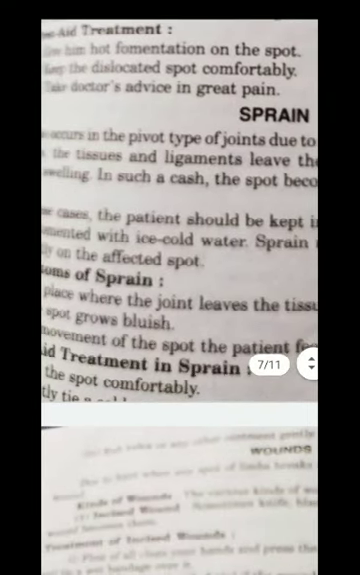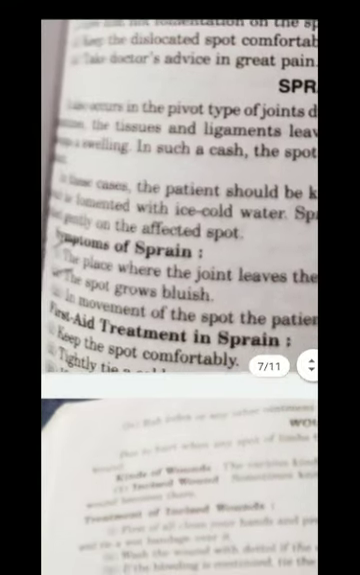Sprain. It also occurs in the pivot types of joint due to sudden fluctuation or under pressure. Sometimes the tissues and ligaments leave the attached bony structure and they develop a swelling. In such a case, the spot becomes bluish and is very painful for the patient. In this case, the patient should be kept in a comfortable position and the area should be fermented with ice cold water. Sprain relievers and other creams should be applied gently on the affected spot.